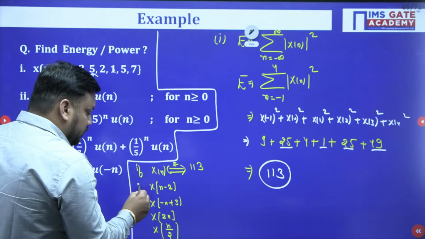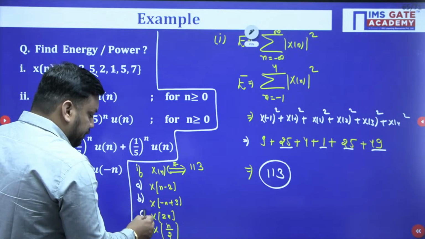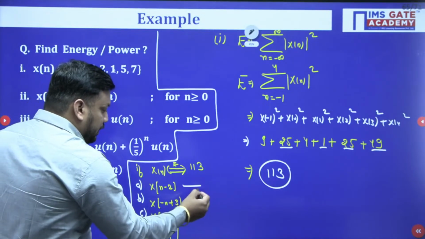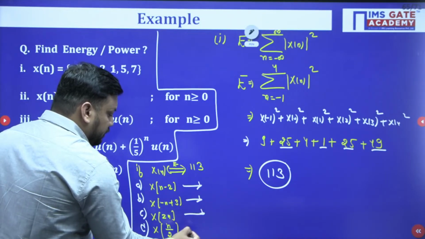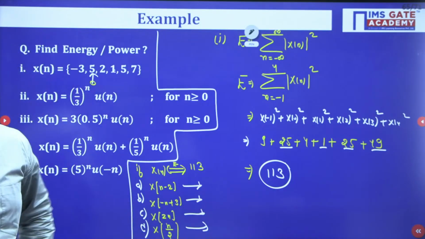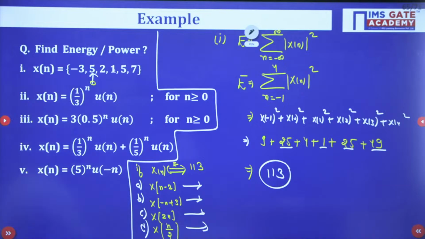So I am asking 4 questions: A, B, C, D. You have to tell me the answer for all of the A, B, C, D questions. Yes, all the A, B, C, D questions you have to type the answer. If the energy of x of n is 113 beta, then what is the energy of A, B, C, D?